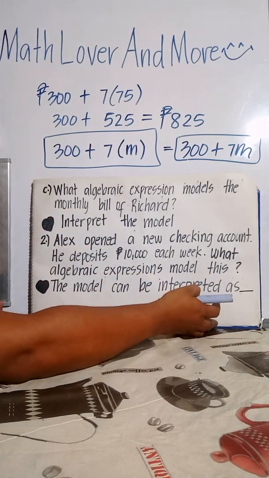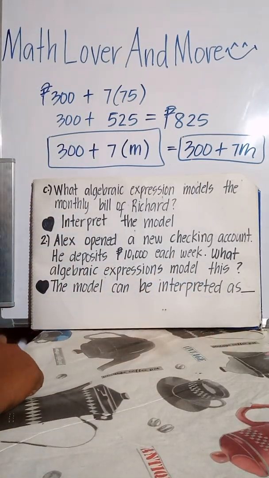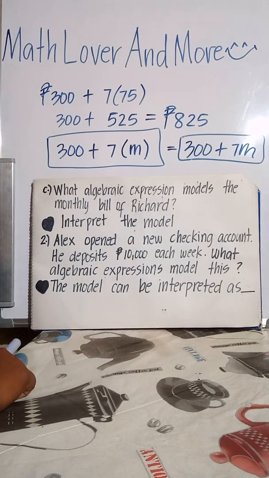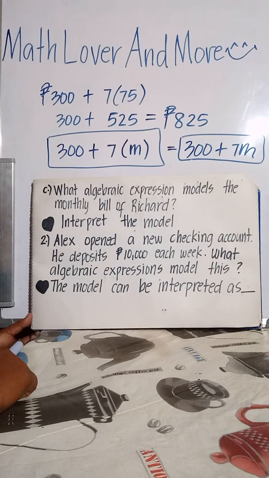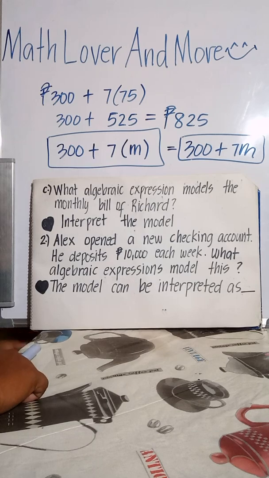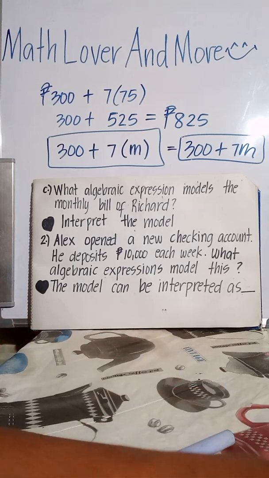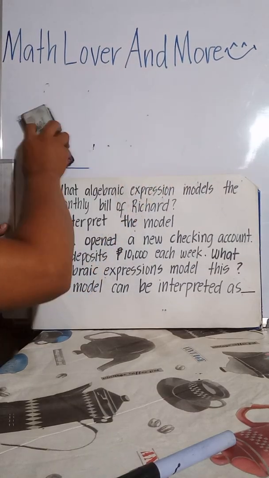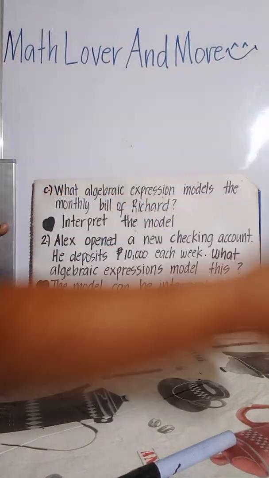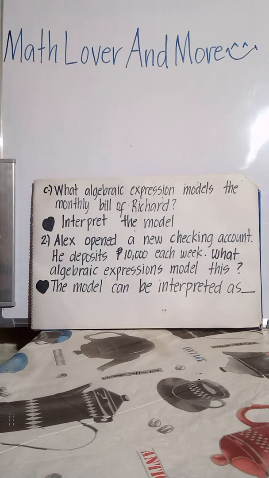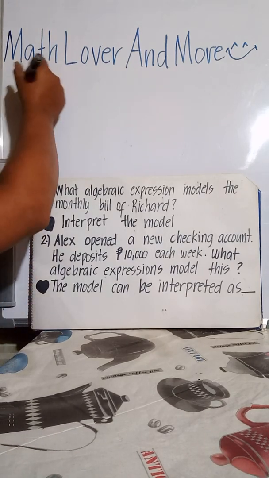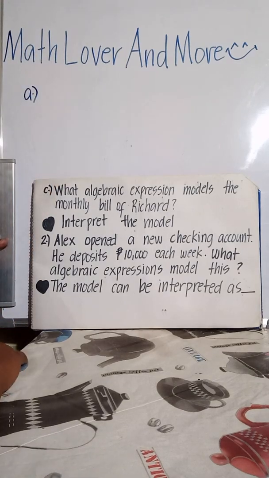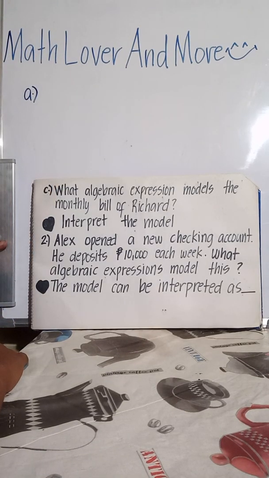Let's proceed to problem number 2. Alex opened a new checking account. He deposits 10,000 each week. What algebraic expressions model this? The model can be interpreted as blank. So let us now answer this. Okay, let's have the first question. What algebraic expressions model this?